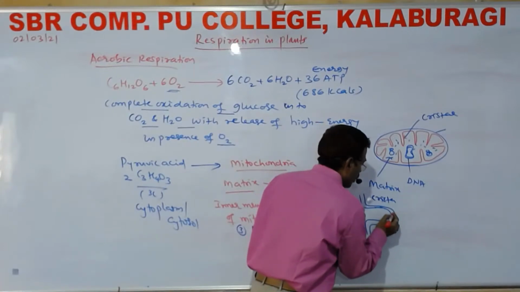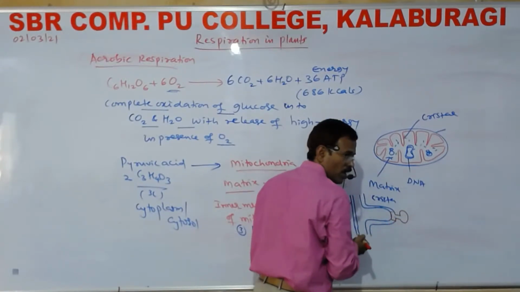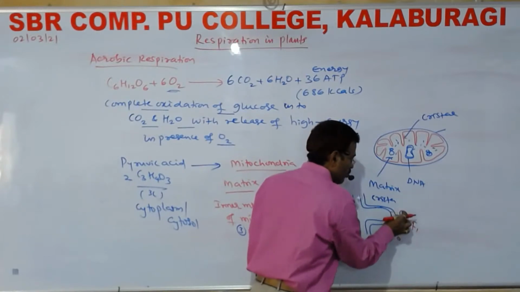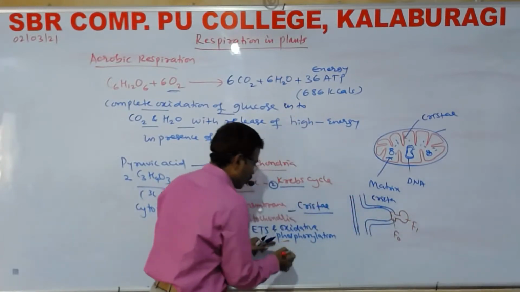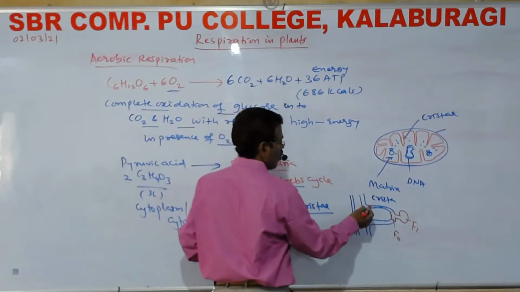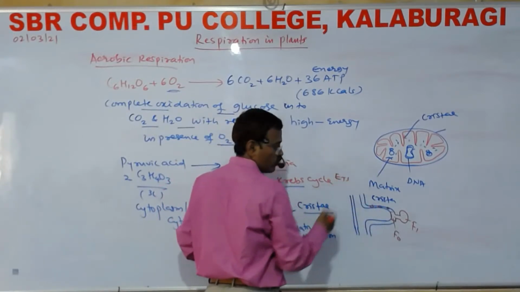And one important one is there here. Like this particle. This is called F0. This is the F1 particle. This is involved in oxidative phosphorylation. F0 F1 particles are involved in oxidative phosphorylation, and different complexes which are there, they are involved in electron transport system.